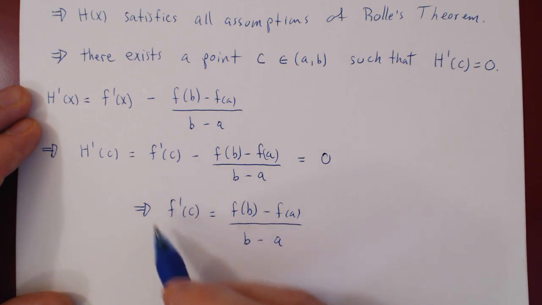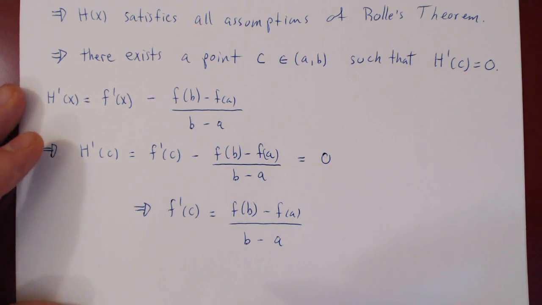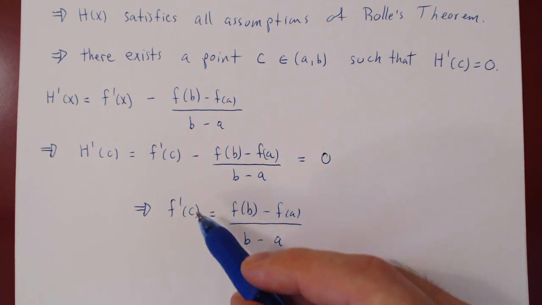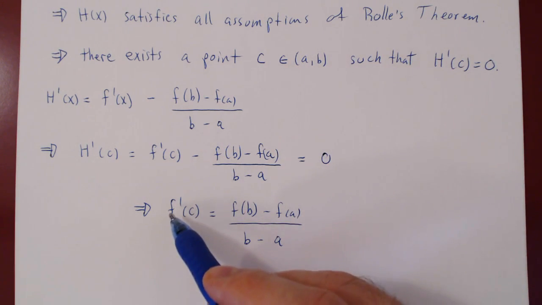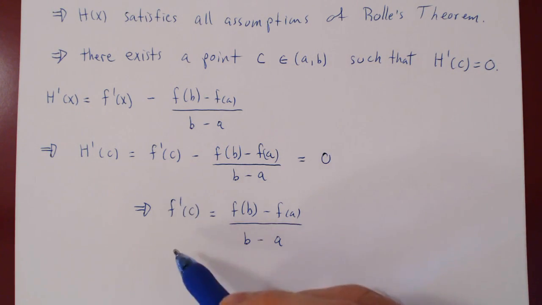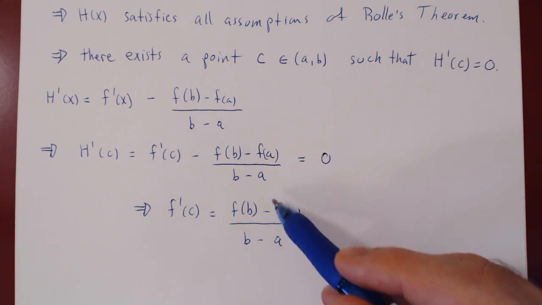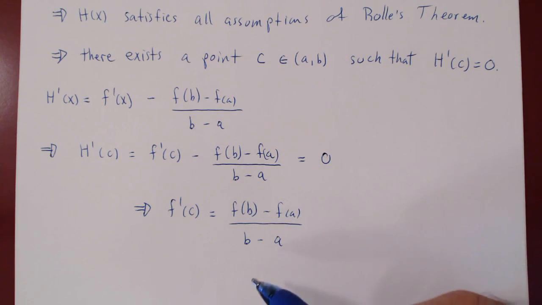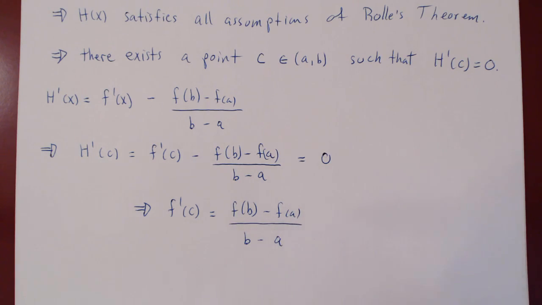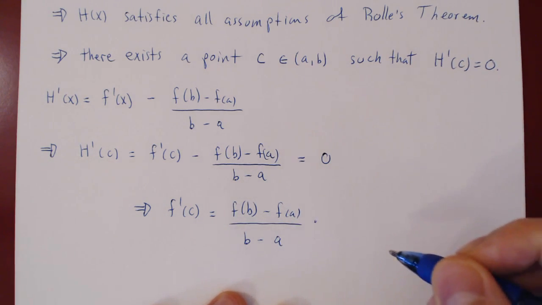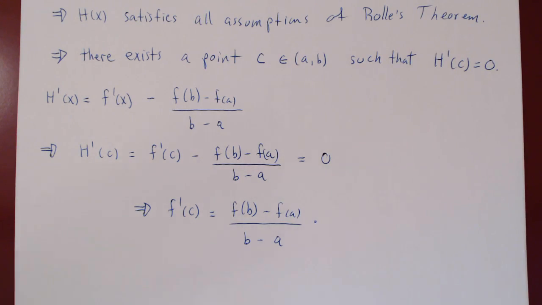And this was the desired conclusion of the mean value theorem, that there exists a point c inside of a b where the derivative of the function at this point equals the average slope of the function over the interval, total change in y over total change in x. And this completes our proof. In our next video, we will consider a few examples of the mean value theorem.